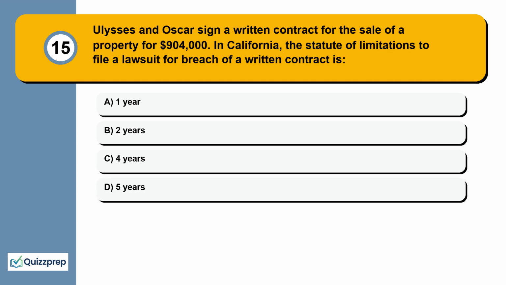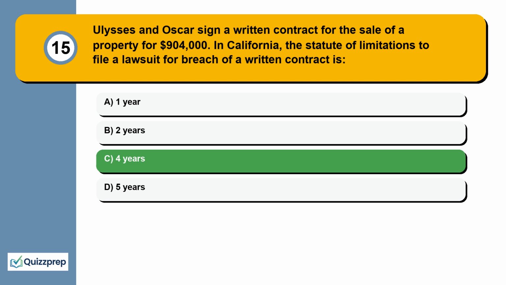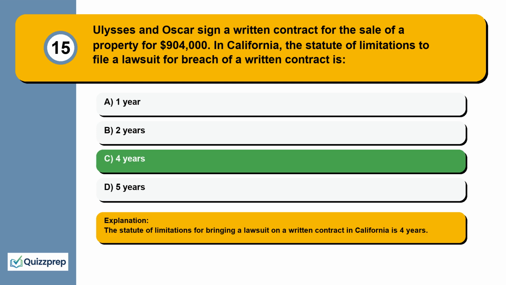Question 15. Ulysses and Oscar sign a written contract for the sale of a property for $904,000. In California, the statute of limitations to file a lawsuit for breach of a written contract is 1 year, 2 years, 4 years, 5 years. The statute of limitations for bringing a lawsuit on a written contract in California is 4 years.